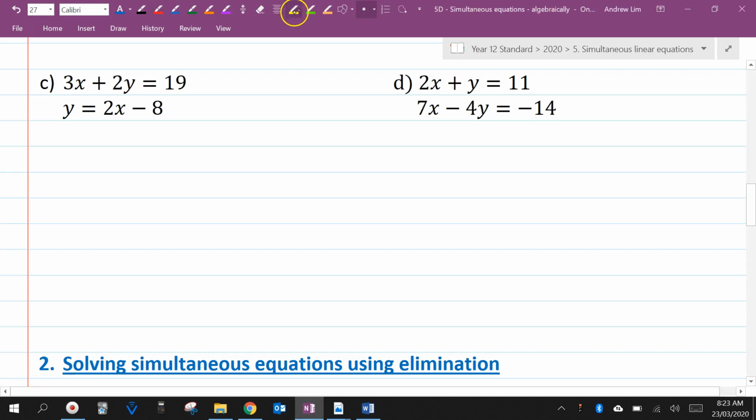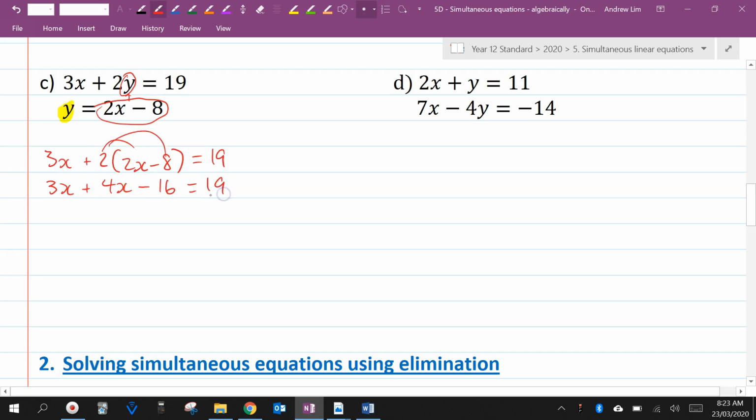Okay, so we see here that y is the subject of the equation. So we're going to substitute all of this into y. So we have 3x plus 2 lots of y, but y is 2x minus 8, is equal to 19. Expand the brackets, 3x plus 4x minus 16 is equal to 19. 3x plus 4x is 7x. 7x is therefore equal to 35. X is therefore equal to 5.